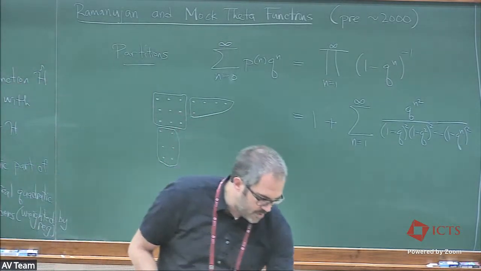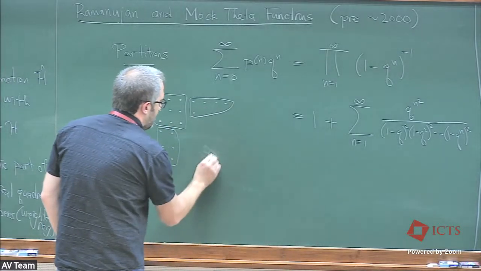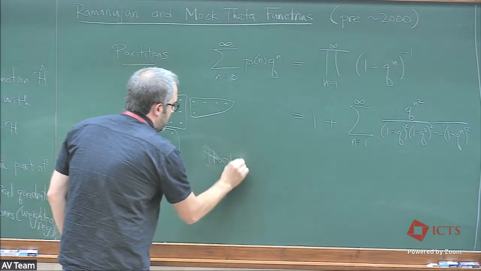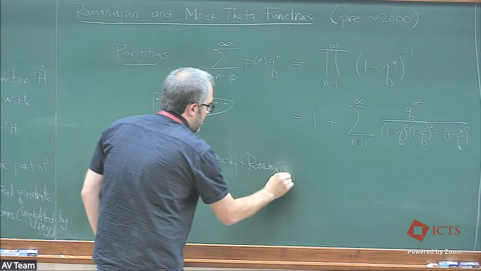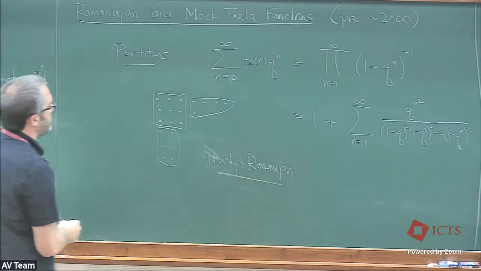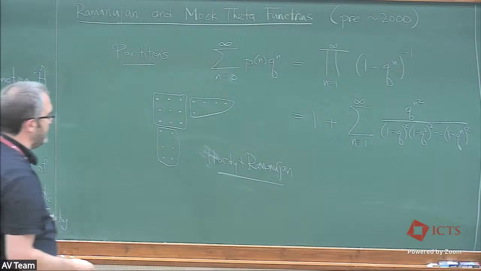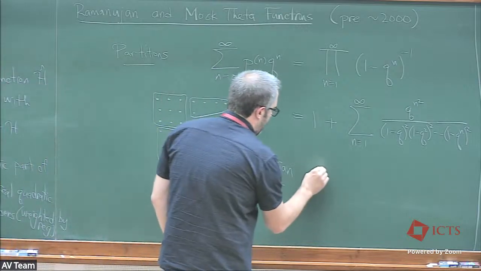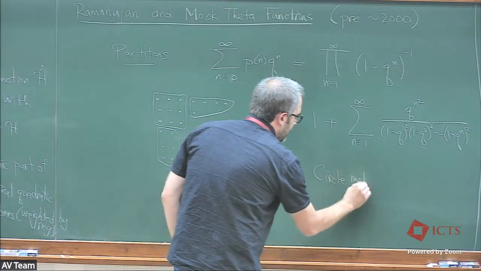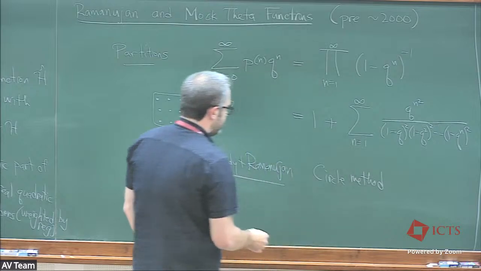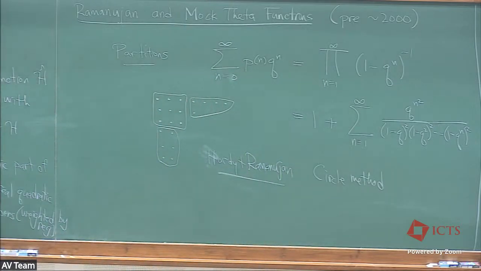Okay, so Hardy and Ramanujan were interested in the question of how big p of n is as n gets close to infinity. And so they developed what we now know of as the circle method. Let me just describe very briefly the circle method.